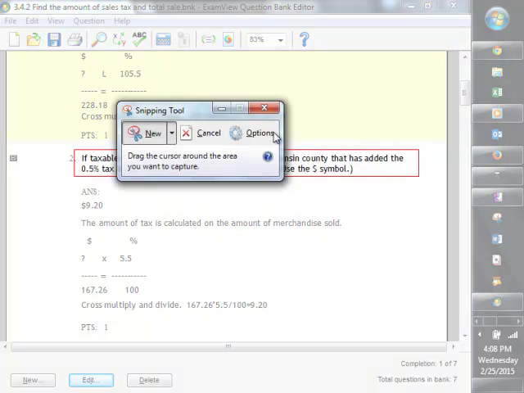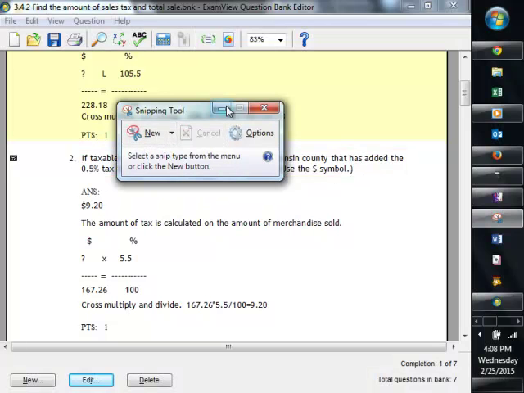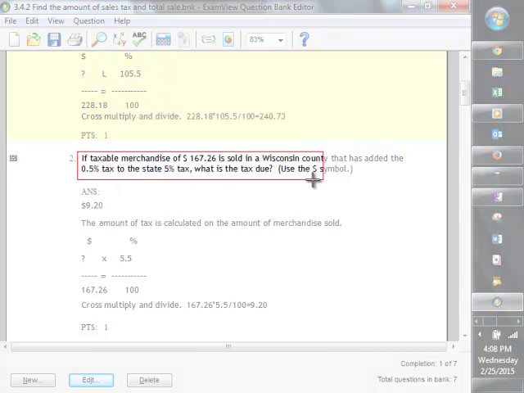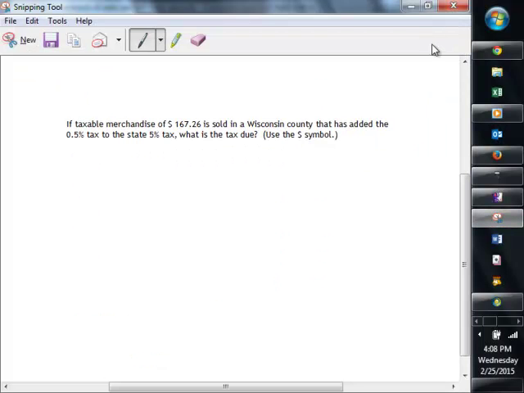This question looks a lot like the last one that we just finished with. Let's see if we can discover what the difference is. Taxable merchandise 167.26 is sold in a Wisconsin county that has added the 0.5% to the state 5% sales tax. What is the tax due?